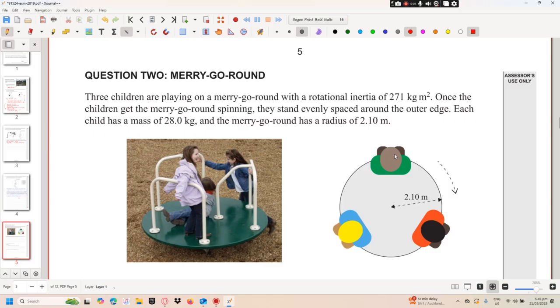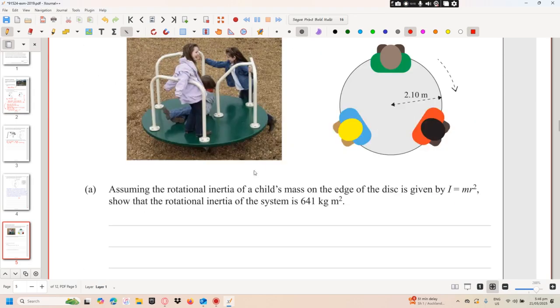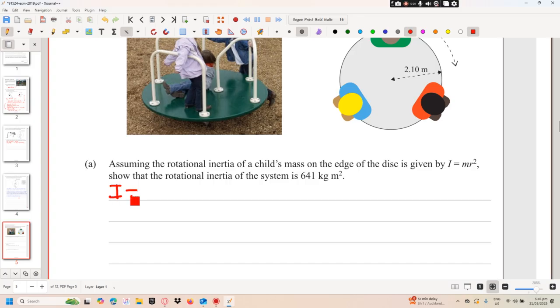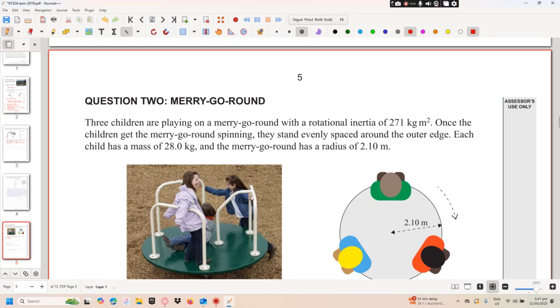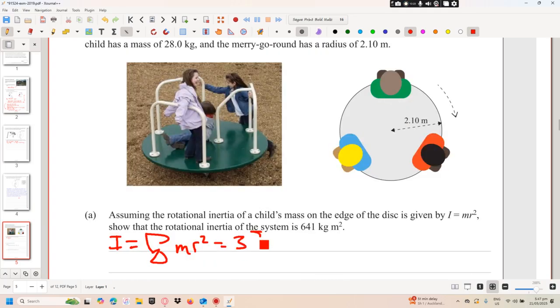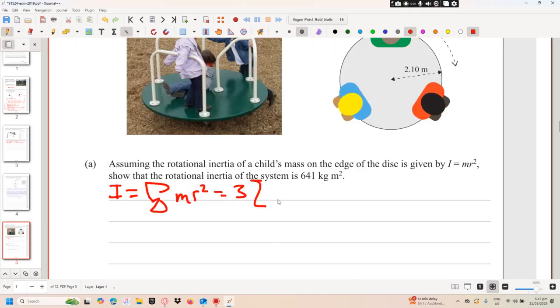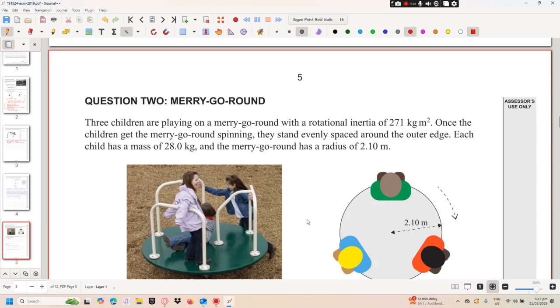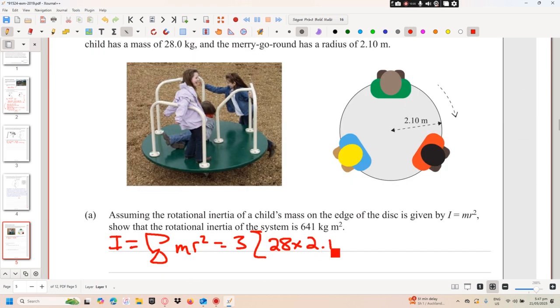Alright, rotational inertia, let's go. Instead evenly spaced around the other edge. Okay, assume the rotational. Alright, so I equals the sum of mr squared, equals 3 times 28 times 2.1 squared, equals 3 times 8.